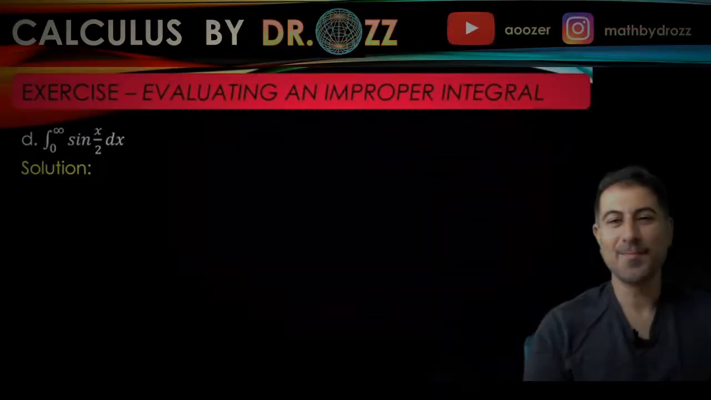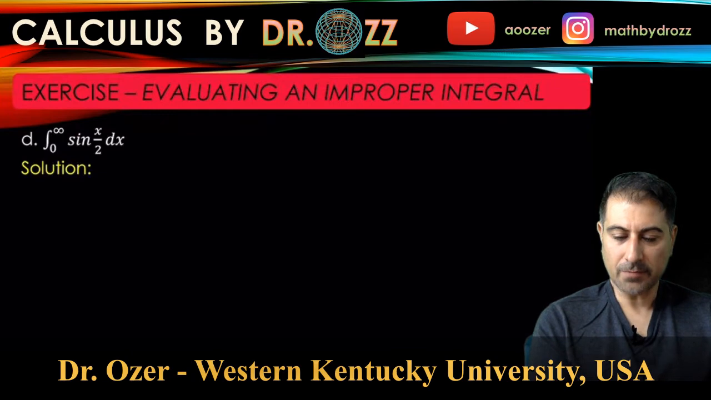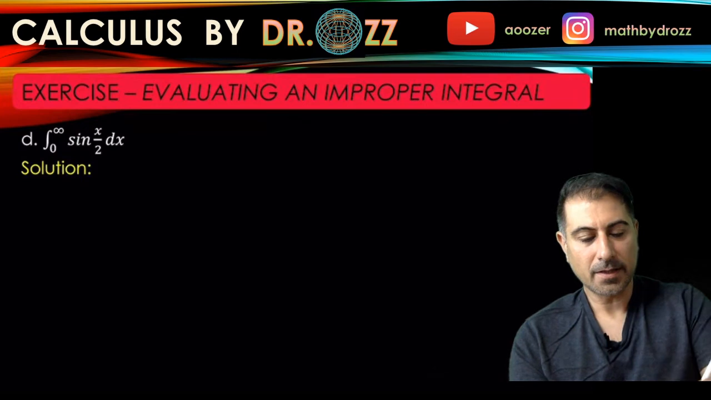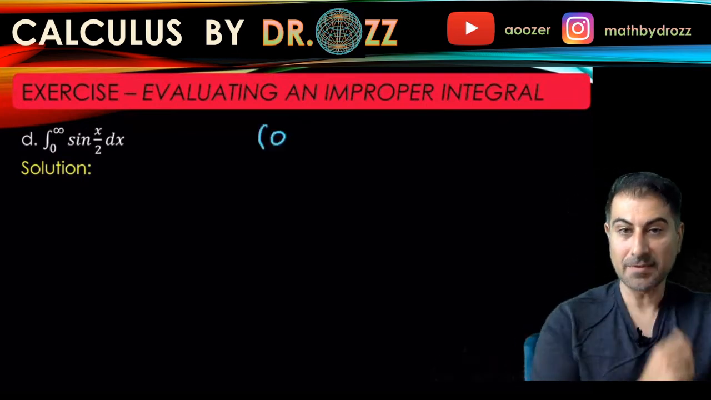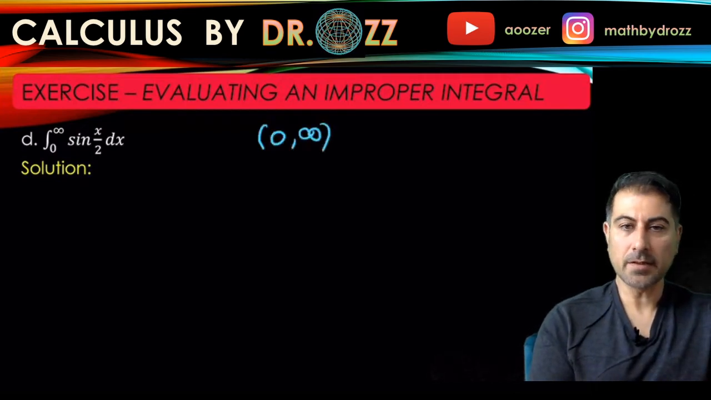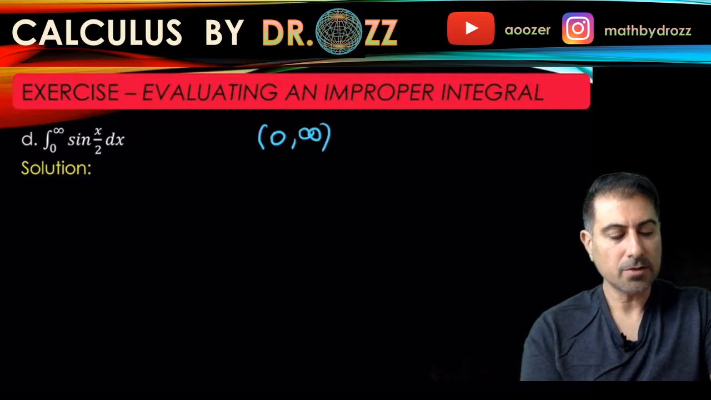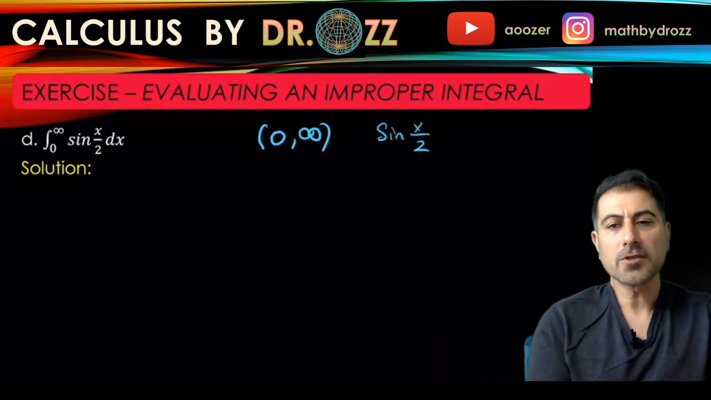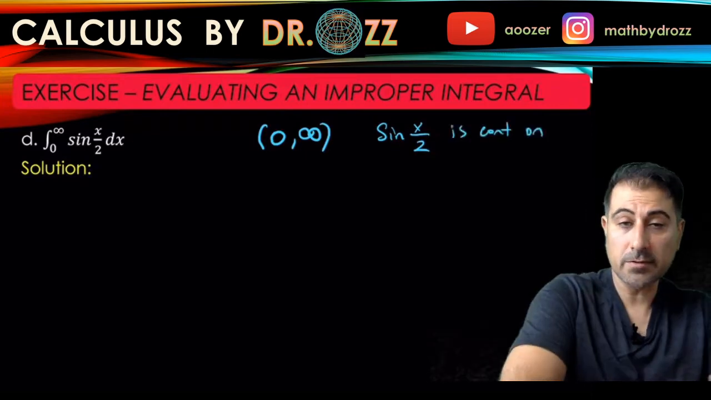All right, let's look at part D. We have the integral from 0 to infinity of sine x over 2. Well, the interval of integration is 0 to infinity. So since we have infinity in one of the limits, that makes this integral improper. And the sine function, as you remember from pre-calculus or even Calc 1, is a continuous function for all x, and in particular is continuous on the interval 0 to infinity.